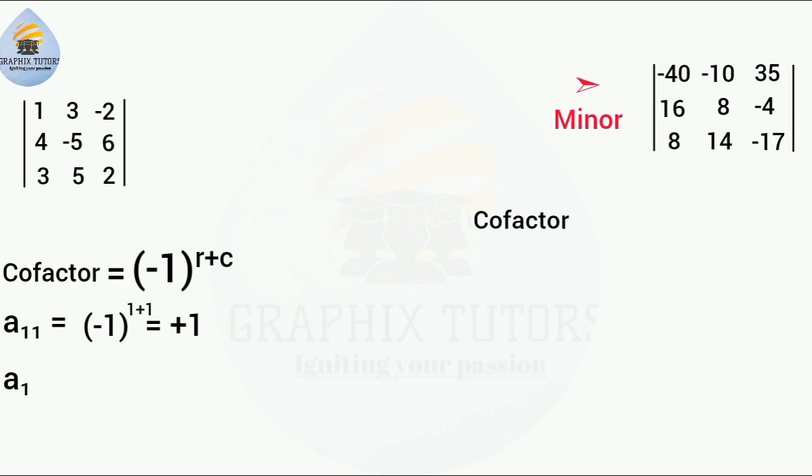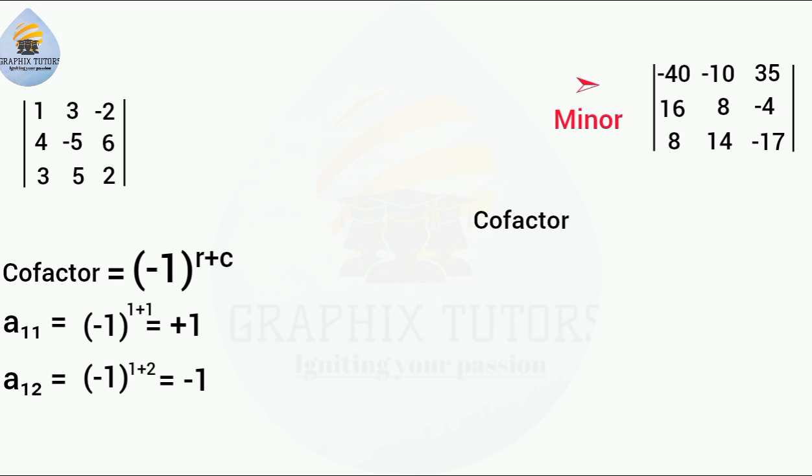If I consider A12, it will be -1 raised to the power 1 plus 2, which is -1 raised to the power 3, and that is an odd number. The power is odd, so no matter what you do, it will always give you -1. So that's what you do for everything.